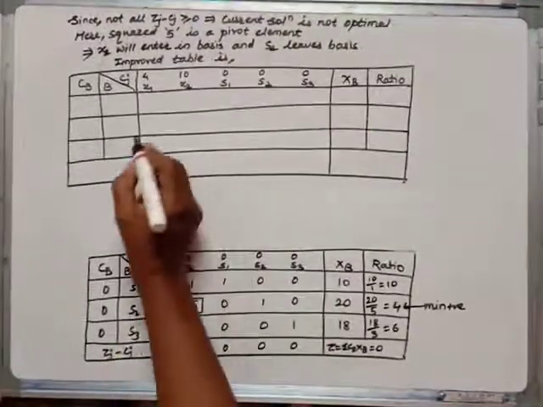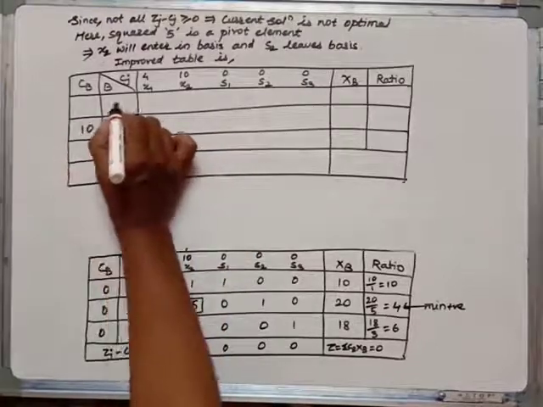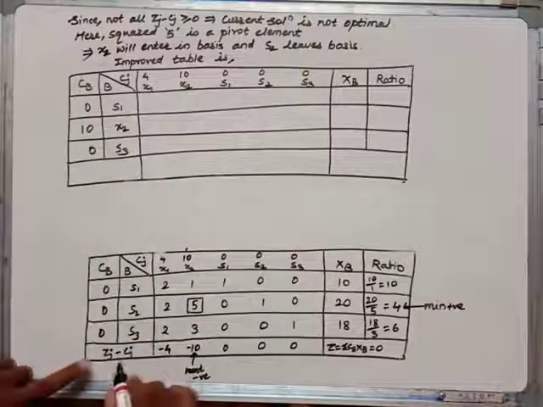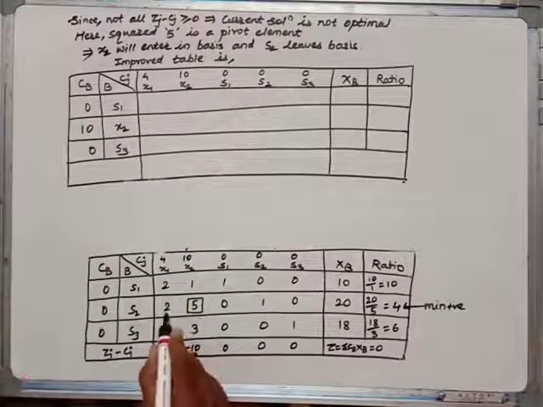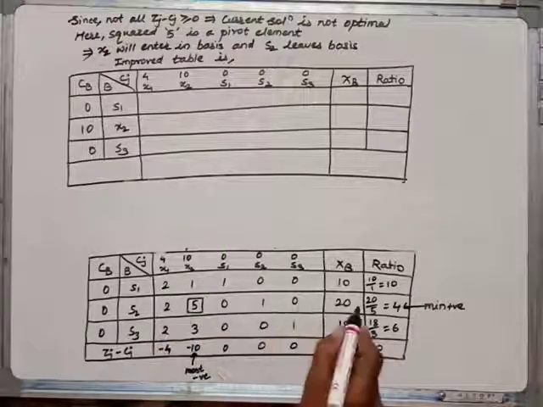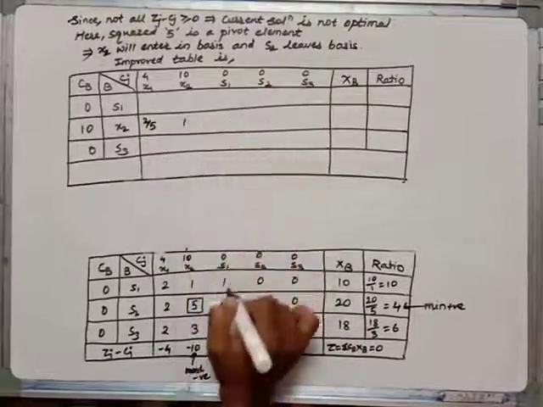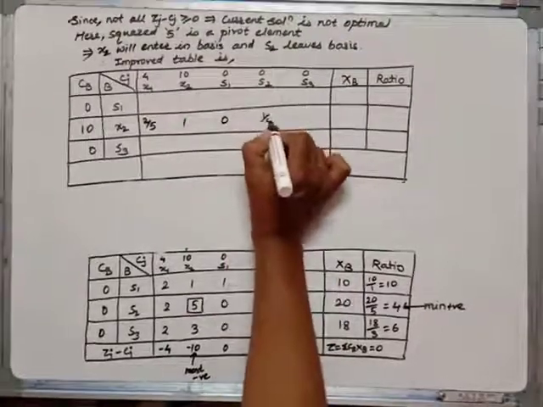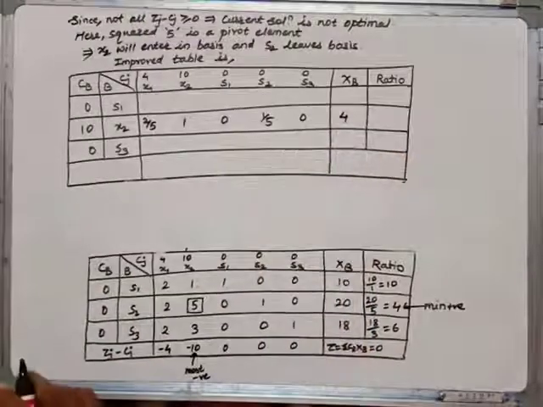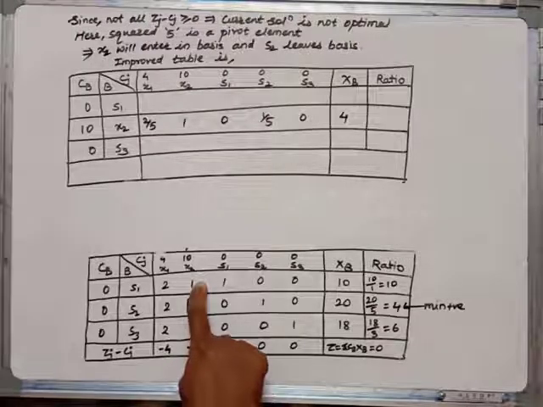So now S2 is replaced by X2 here, having the coefficient 10. S1 and S3 are as it is and their coefficients are 0, 0. Now here this 5 is a pivot element, so we have to make it 1. So divide throughout this row by 5. We get 2 by 5, 1, 0, 1 by 5, then 0 and 20 by 5, so that will be 4.